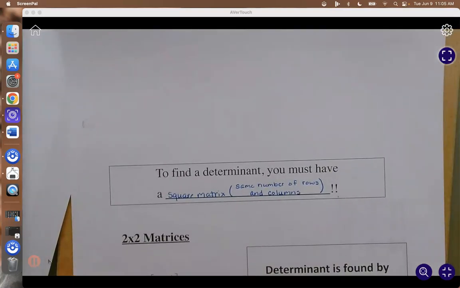Oh, you can't see that. My apologies. To find a determinant, you must have a square matrix, which is the same number of rows and columns. So if you need to pause that for a minute.